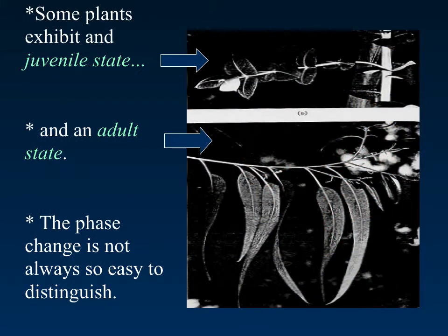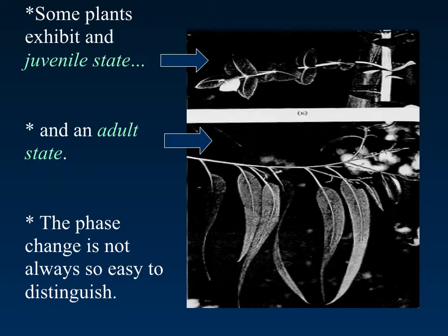Some plants exhibit a juvenile stage. These aren't great photographs, scanned from an old college textbook, but you get the idea. Let's look at the upper right hand picture. That is a juvenile form of a eucalyptus. If you've ever seen those silver dollar ones, that's a good example. Their leaves are generally kind of oval or roundish in youth. Don't ask me why, it's just the way the plant wants to be.